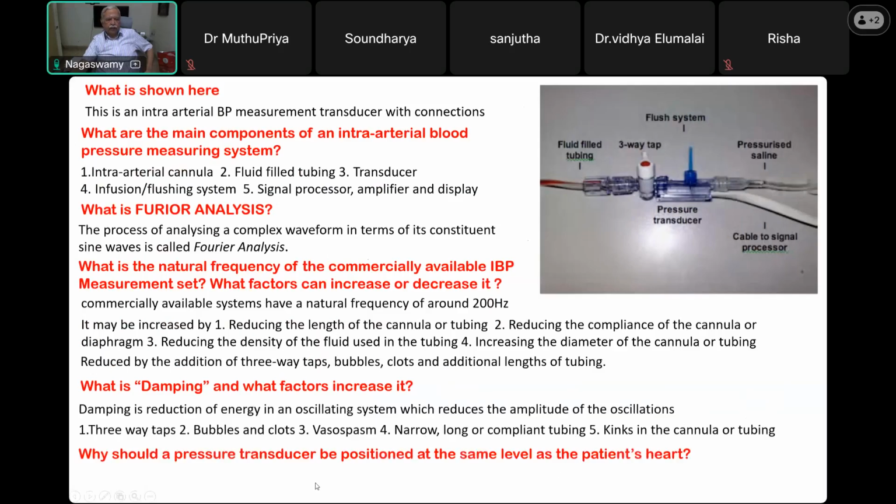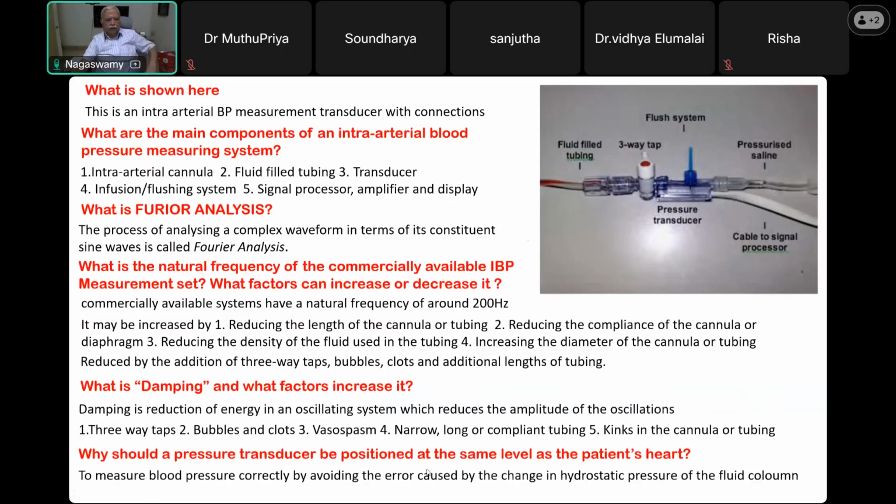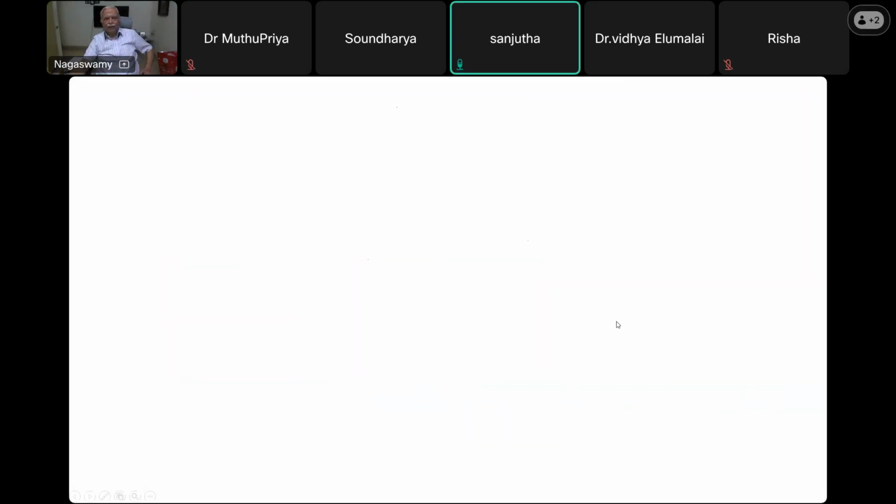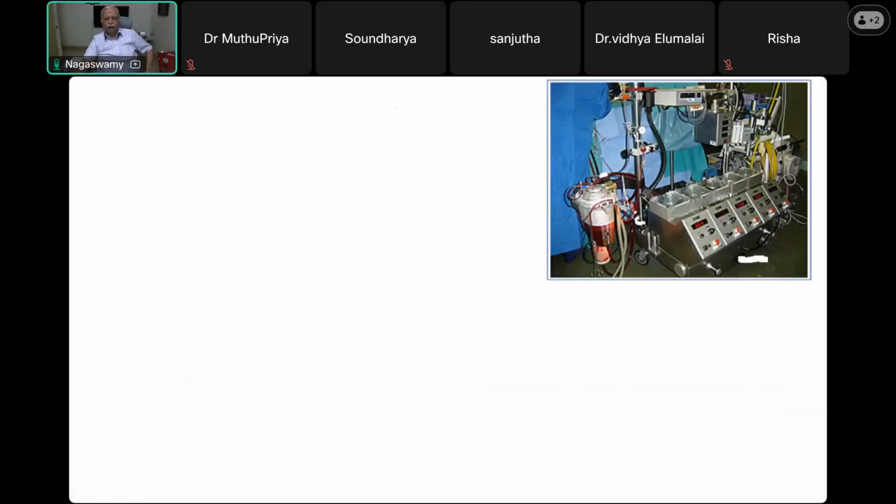increase the damping. And why should a pressure transducer be positioned at the same level as the patient's heart? Right. The answer is it is corrected by avoiding the hydrostatic pressure. For example, if you keep the transducer above the patient's heart, what will happen? This fluid column will offer lower values. So the systolic pressure values will be different. Okay, so it will all get altered.